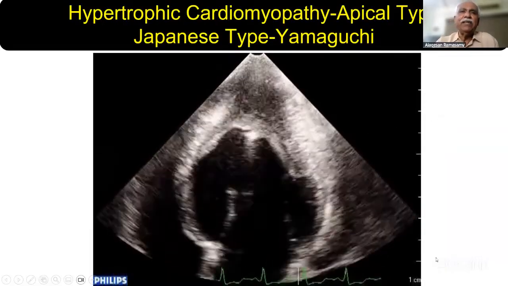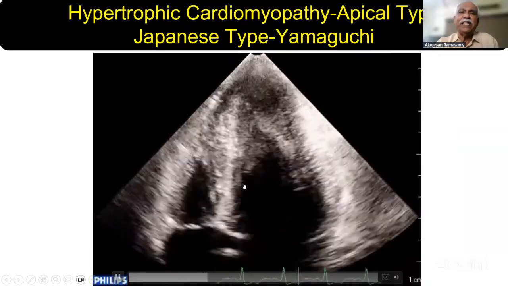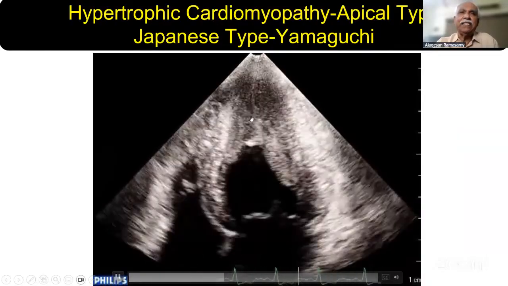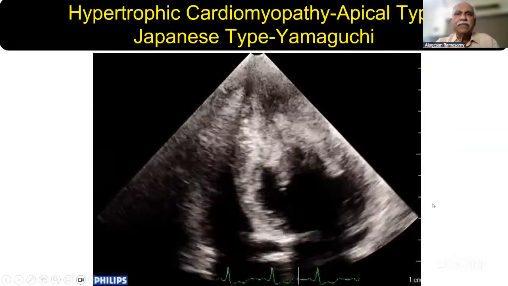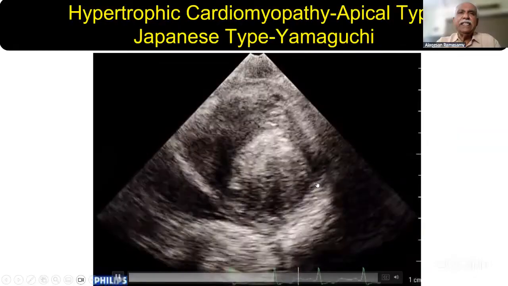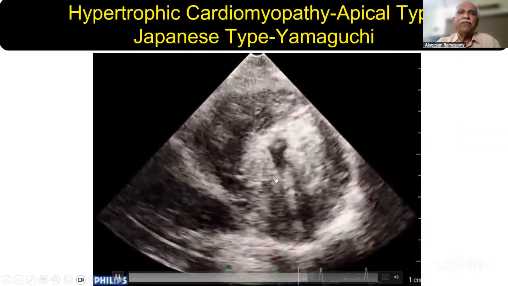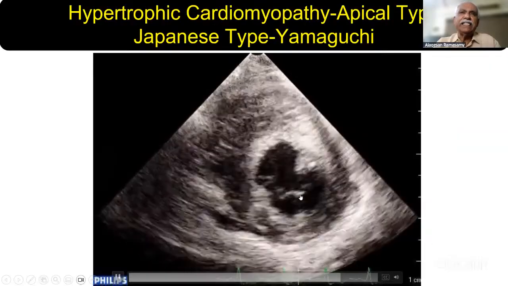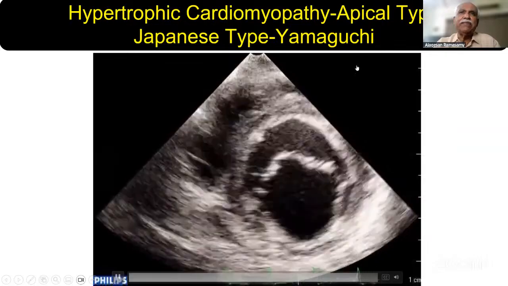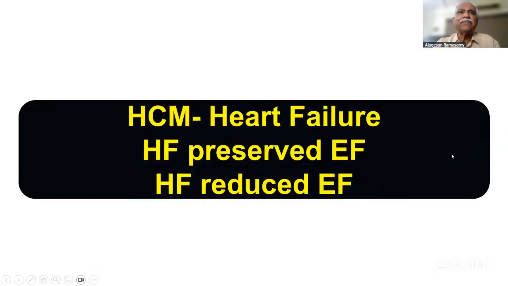This is the typical Japanese type of cardiomyopathy with a spade-shaped left ventricular cavity where the apex is markedly obliterated. This is the cardiomyopathy in which the ECG shows left ventricular hypertrophy with deep T-wave inversion. These are the cases which have been described by Yamaguchi, or the Japanese type of hypertrophic cardiomyopathy.